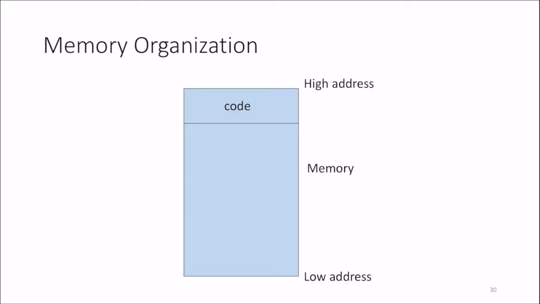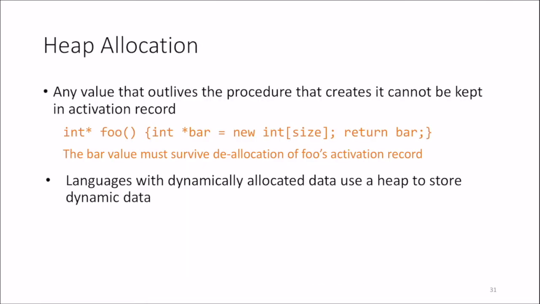So when you have a memory organization that includes global variables, you might have all of your globals stored just below the code, and then the stack grows below that static data. In some languages, you have a value that can outlive the procedure that creates it. So in this case, I have a pointer to this array, and I return that pointer. When I return that pointer, I cannot keep it on the stack because this function foo is done. Everything related to this function needs to be popped off the stack. I can't keep it there anymore.